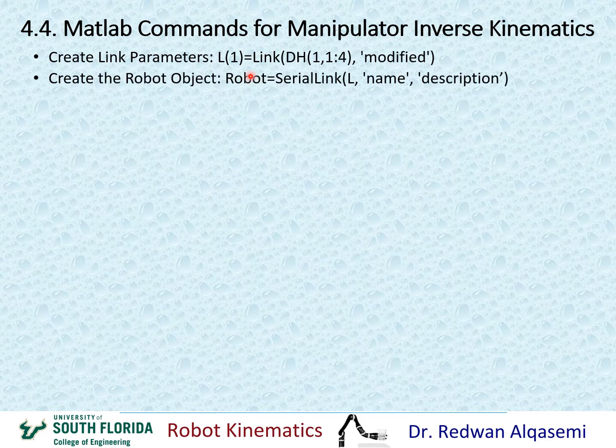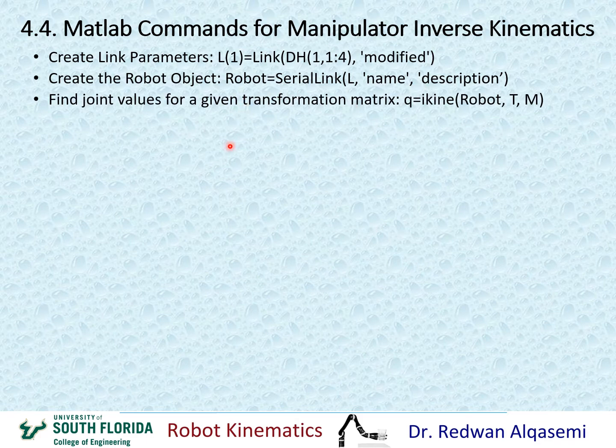The second command is how to create a robotic object. This command is called SerialLink. The S is capital and the L is capital. The input to this command is the L that we created in the previous step. L1 through however many links we have are all in a variable called L. So we input this L here, and then we can specify the name of the robot and a description of that robot. It's always good to give this robot a name because we're going to have to recall it later. So this robot becomes the name of the variable or the object for this particular robot that we're defining.